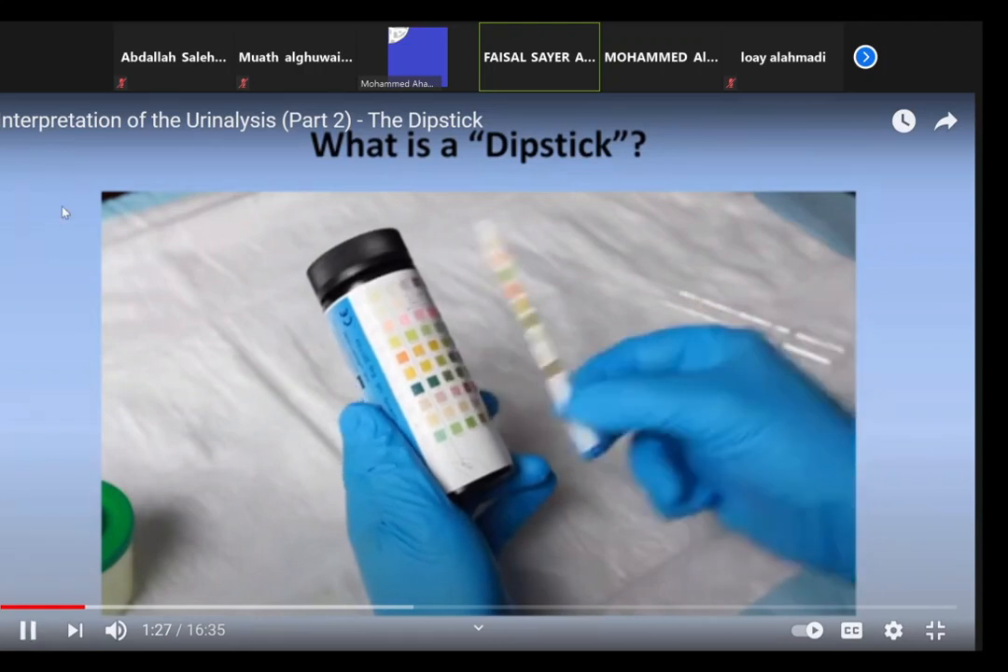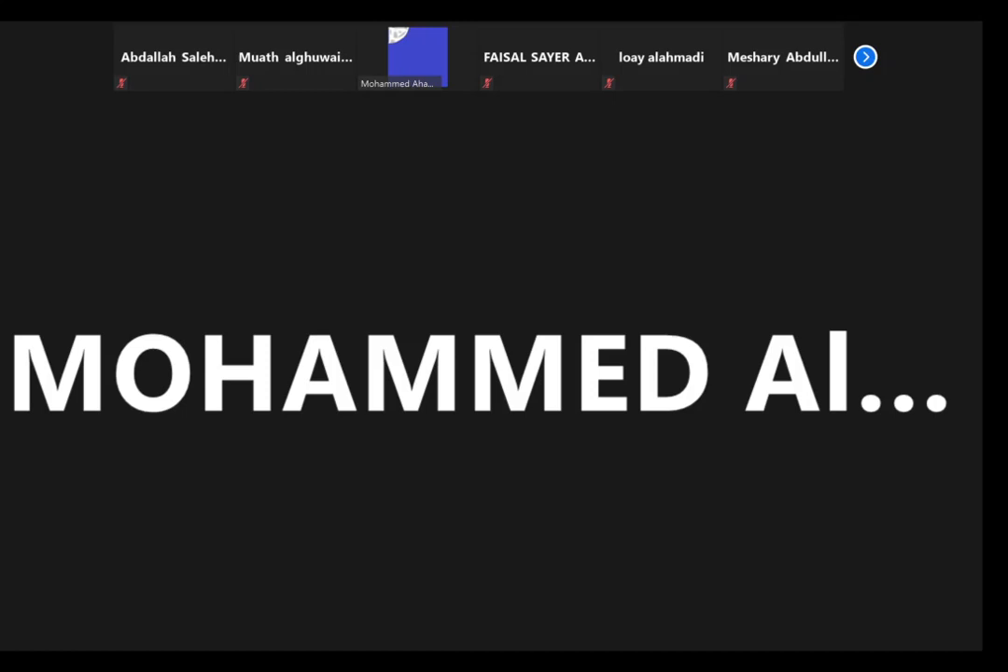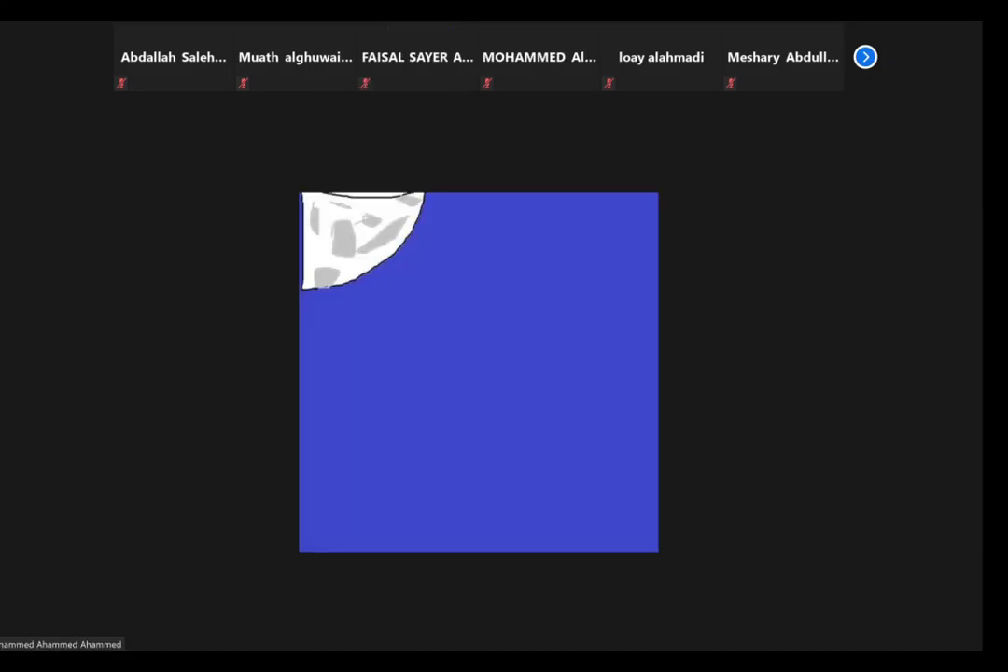One of the colors in the bottom row on the standards. And it seems to match the second to last one pretty well, which corresponds qualitatively to 3 plus out of a possible 4 plus scale. We then repeat this process for each pad, moving up the strip.